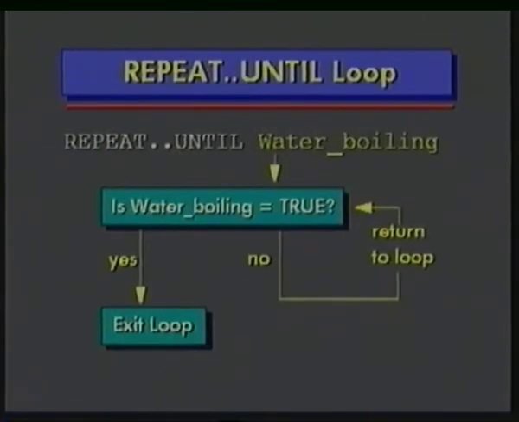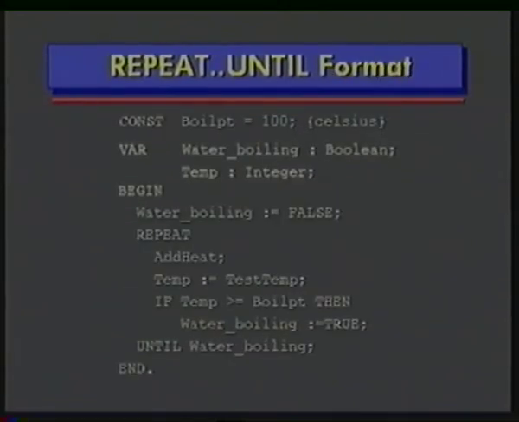The final type of loop that we'll discuss is the repeat until loop. This type of loop is very similar to the while do loop. Like the while do structure, the repeat until loop is open-ended. In other words, it will keep on executing for an indefinite number of times until a condition is met. But there are some important differences between the two loops. For example, in a repeat until loop, the conditional test happens after the first execution of the statements that make up the body of the loop.